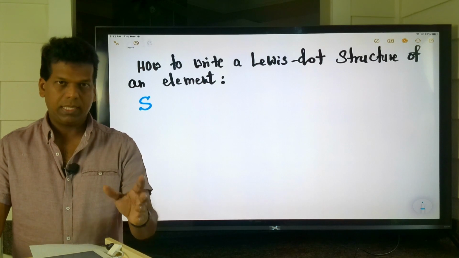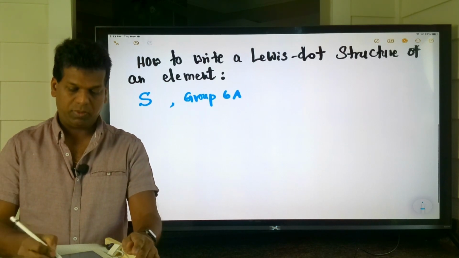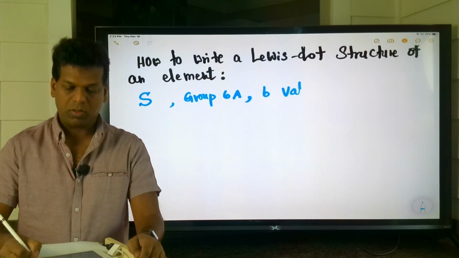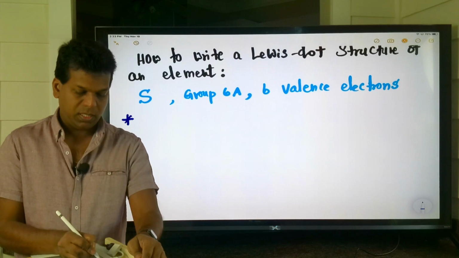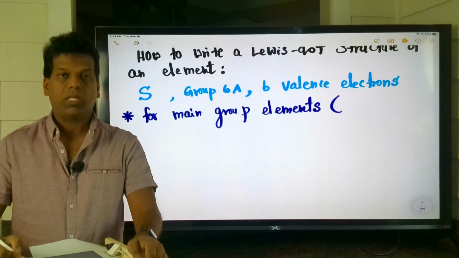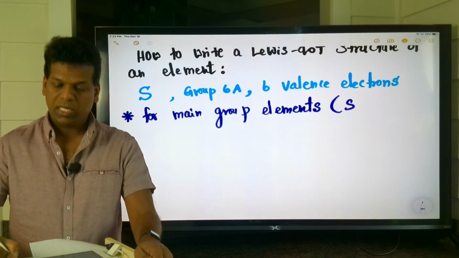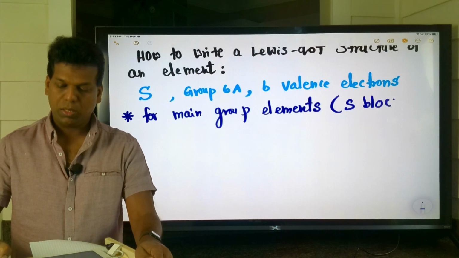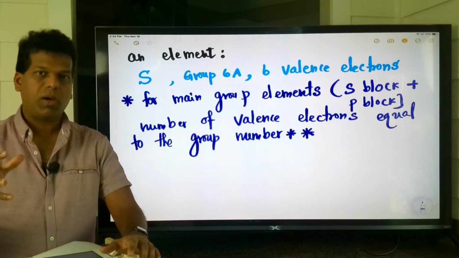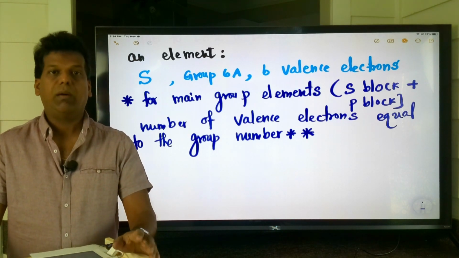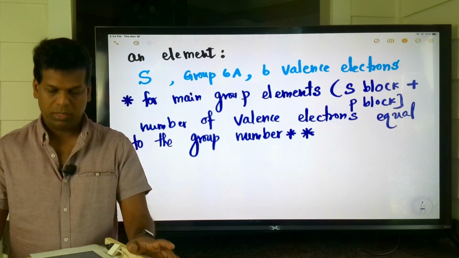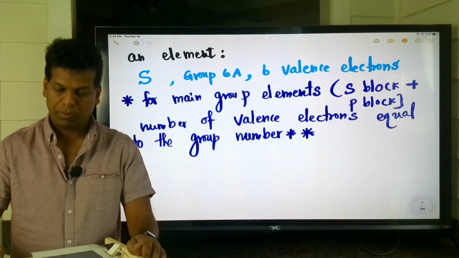Sulfur is in group 6A. That means sulfur has 6 valence electrons. I assume you remember, for main group elements, what are the main group elements? The s block and p block. Those are the main groups. This is very simple to remember. For main group elements, which are s block and p block elements, the number of valence electrons equals the group number. Just remember it that way, so you will remember it properly.